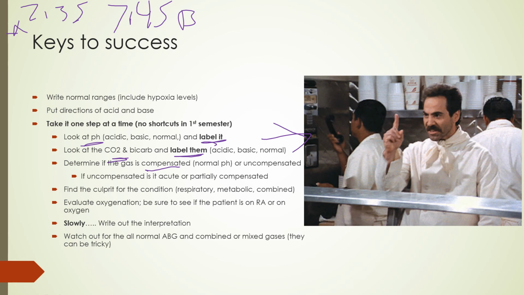So you need to find the culprit. Who did this? Who goes along with the pH? If the CO2 is acidic and the pH is acidic and the bicarb is normal, then we know it's a respiratory acidosis. If it's the opposite, if the bicarb is in one direction, like a bicarb of 9 and the pH is like 7.0 and the CO2 is normal, then we know it's a metabolic acidosis.